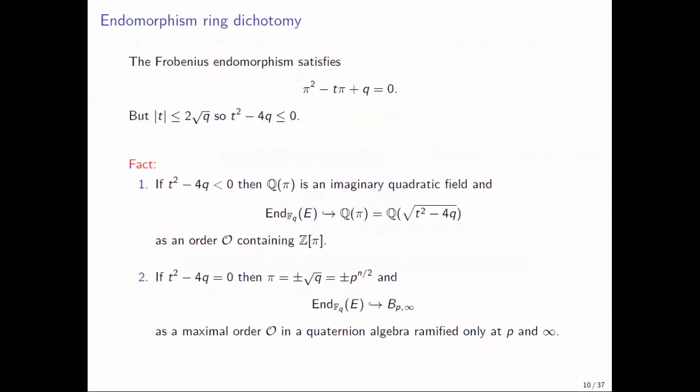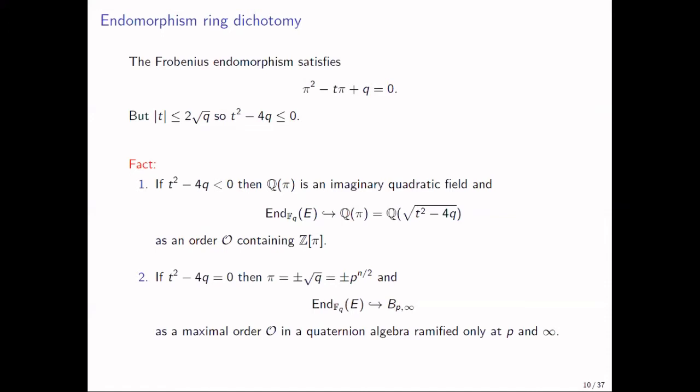Okay, so let's continue with this. So we have this Frobenius endomorphism that satisfies this quadratic equation, but hey, from Hasse-Weil, we knew that the t, this trace, was bounded by 2 square root of q. So the discriminant of this quadratic is at most 0. And now we have this beautiful split for what can happen. If the discriminant of the quadratic is actually negative, then pi as a solution to this quadratic equation lies in an imaginary quadratic field.